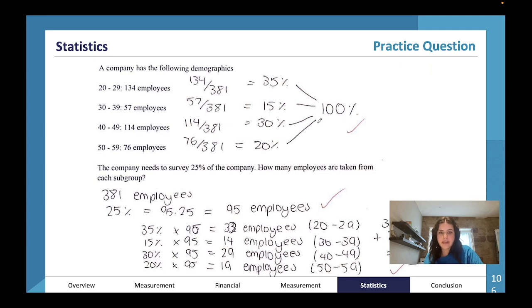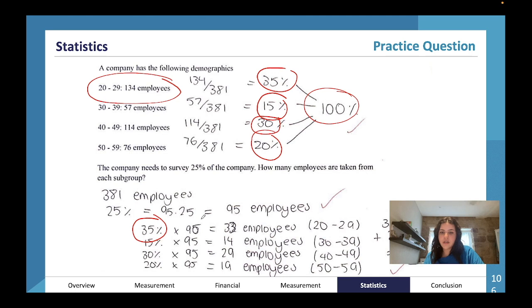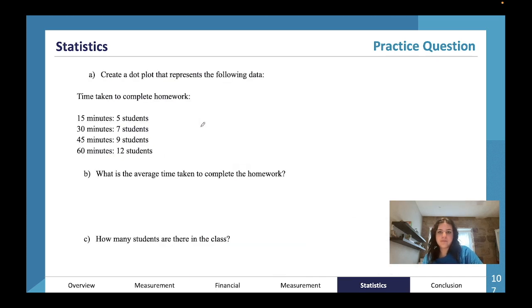34, 14, 29, 19. This is a longer way of breaking it down that I wanted to show you guys. We break down into, this is 35%, 15%, 30%, and 20% of the company. So this is 100% of the company. We then just times 35%, which is how much of the company is in this portion of the population, times 95, because we need 95 employees, we get 33 employees. So we end up with the same answer, 33, 14, 29, and 19 equals the 95 employees. It's just a longer way of working it out.